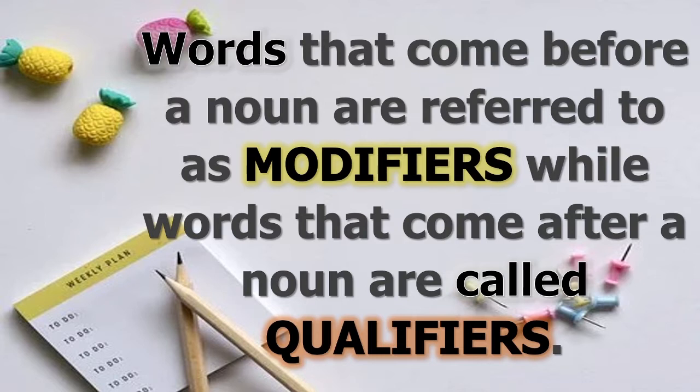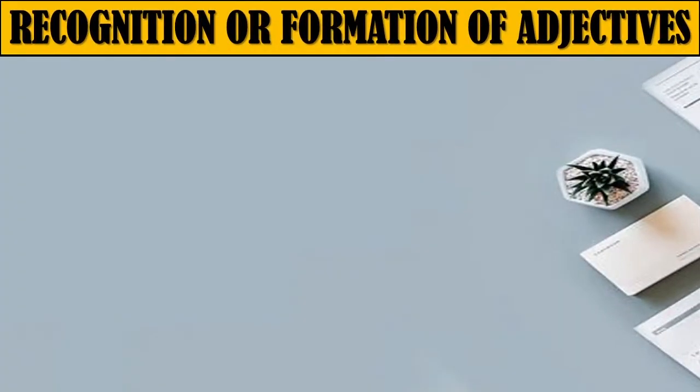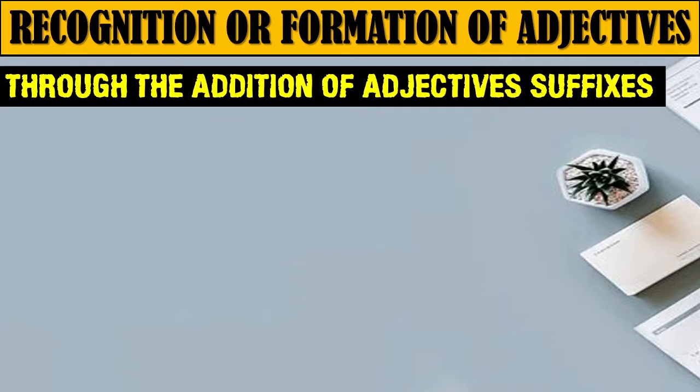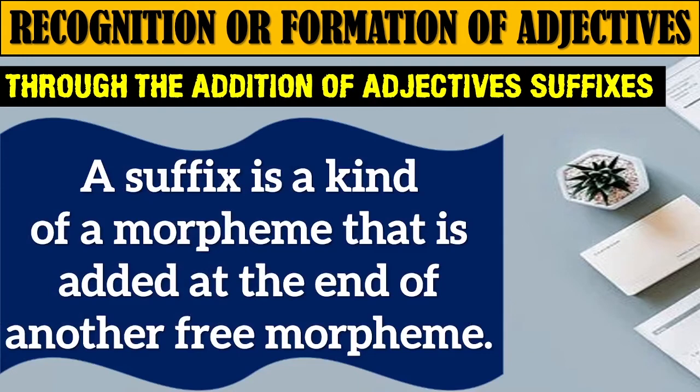Let's go on to look at the recognition or formation of adjectives. How do we recognize an adjective, or how do we form an adjective? Through the addition of suffixes. A suffix is a kind of morpheme that is added at the end of another free morpheme. We're going to work on the morphemes that we have in the English language, where we'll give a better explanation on that. So you can recognize adjectives through the addition of suffixes such as able.